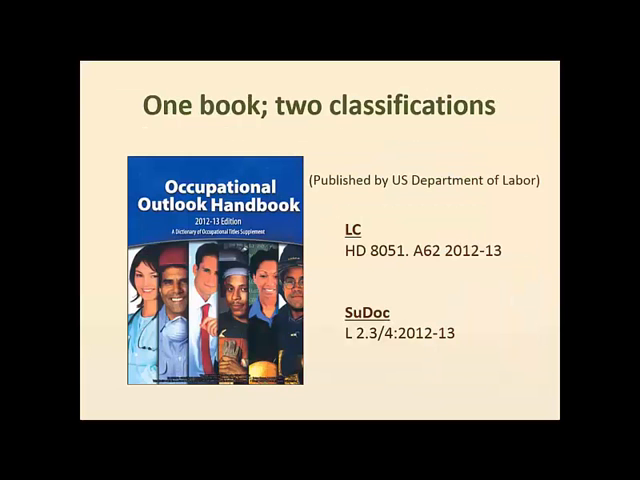Here's an example where you can have one book with two classifications. This is the 2012-2013 edition of the Occupational Outlook Handbook. As you can see, the LC call number is HD 8051.A62 2012-13, and the SUDOC number is L 2.3/4:2012-13. Just so you know, whenever you see a colon in a call number, that's a dead giveaway that you've got a government document or SUDOC type of classification.